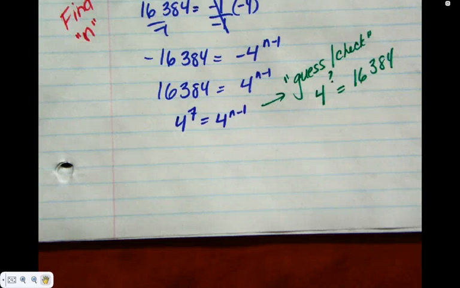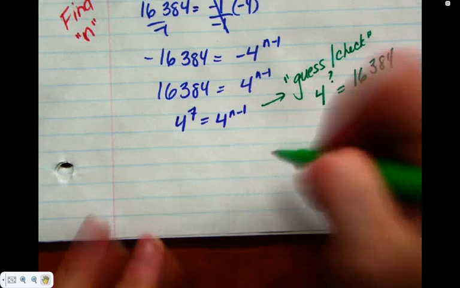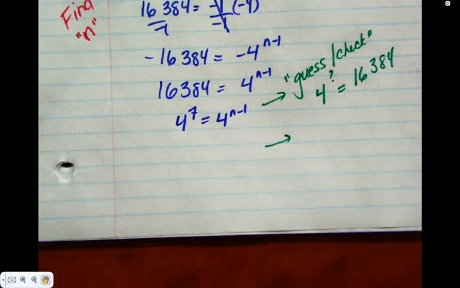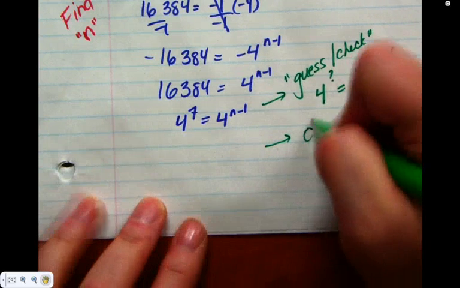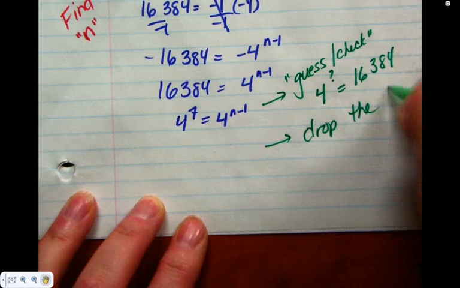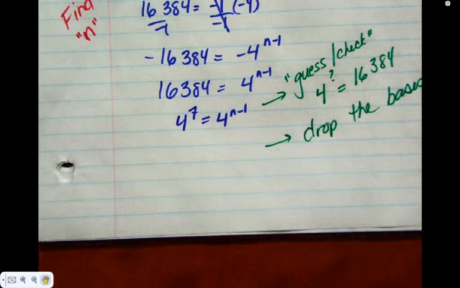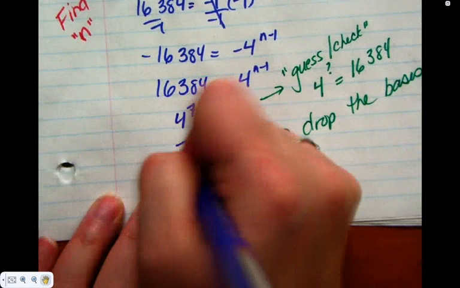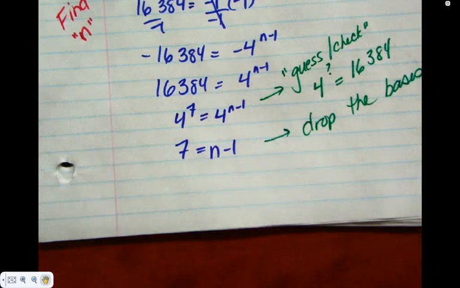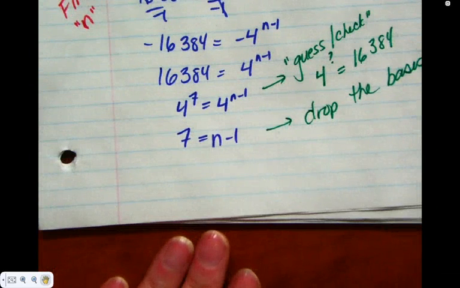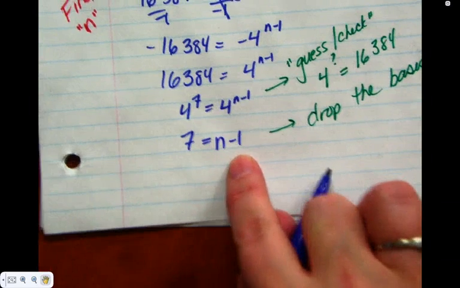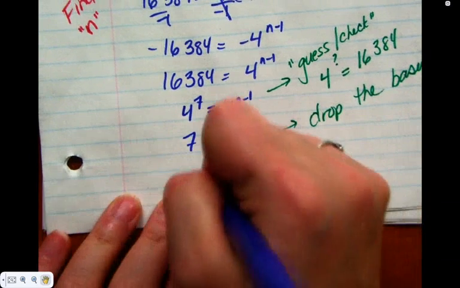And then if you remembered that step, sometimes you get stuck on this step. People are like, ooh, I know we did something that I can't see from the notes what we did. So we drop the bases, or we equate the exponents, whatever makes more sense in your head. So I'm going to say 7 equals n minus 1. How do I get rid of a minus 1? Plus 1, n equals 8.